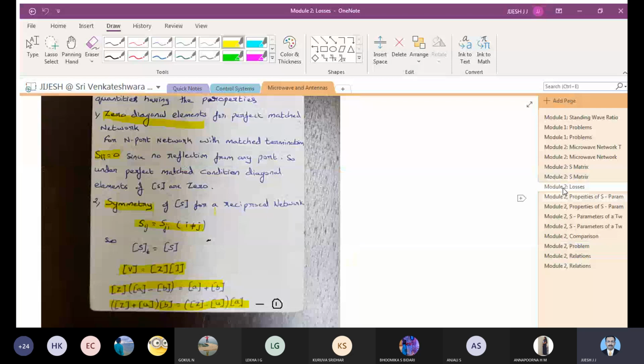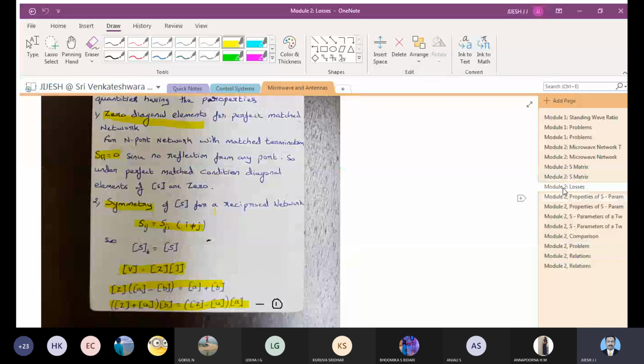Once you get S11, that is called the reflection coefficient. So one of the parameters of S you got in terms of Z, that is Z2 minus Z1 by Z2 plus Z1. Let us go further for the simplification. For symmetry, we have to assume that in this match you have to take A1 is equal to 0.